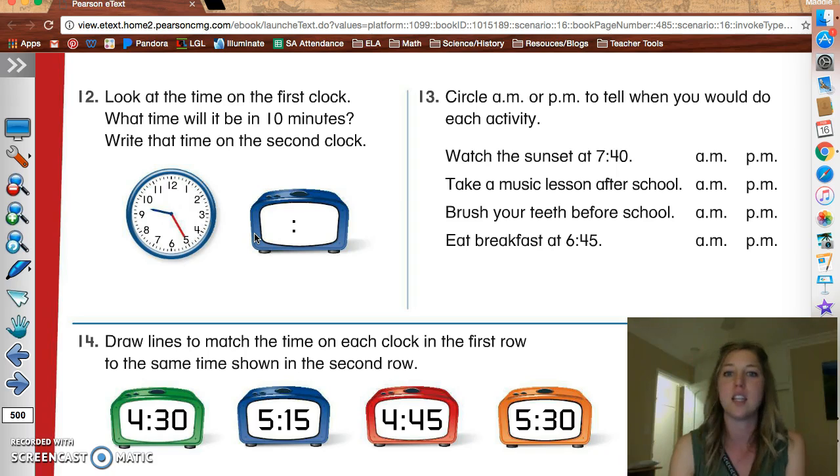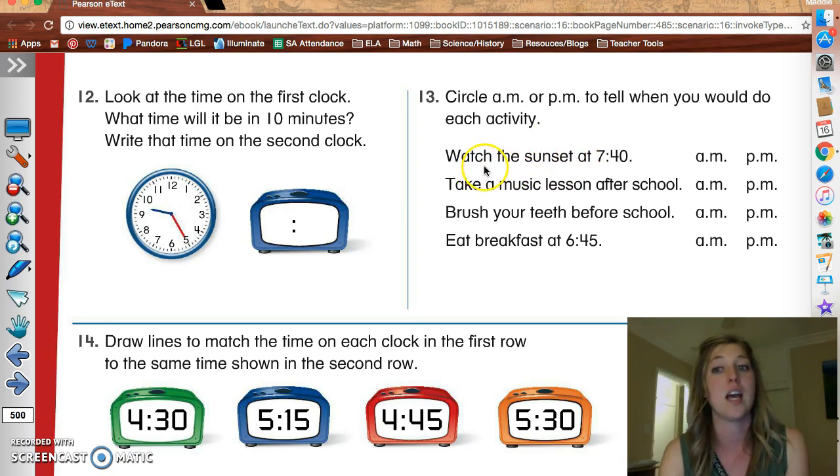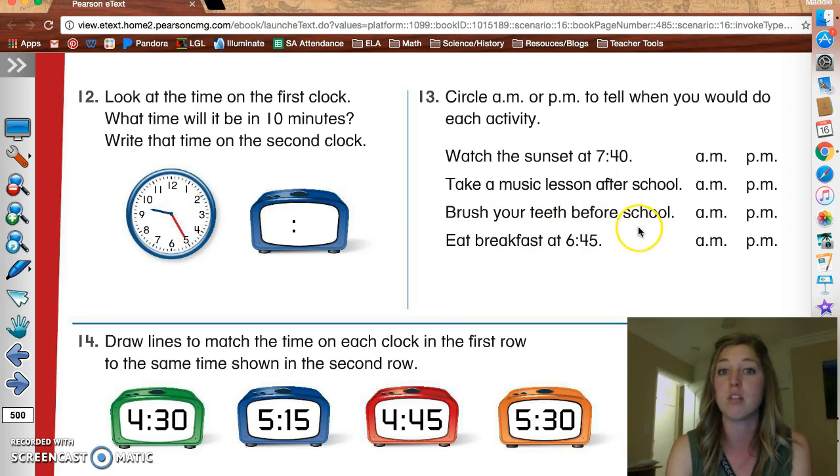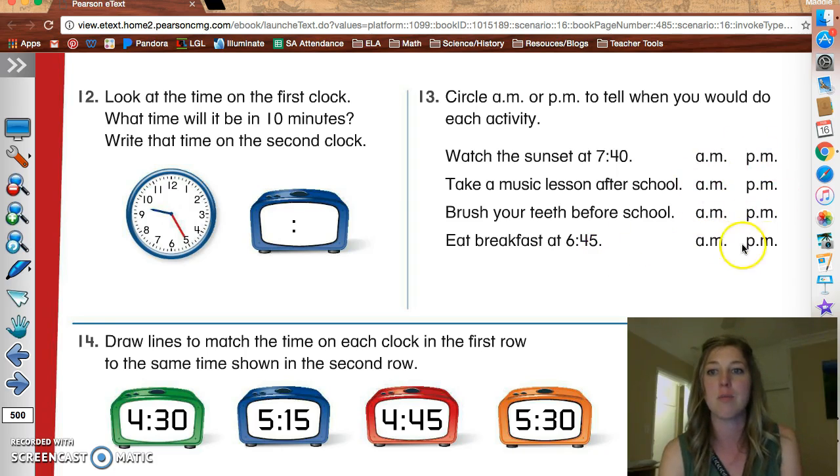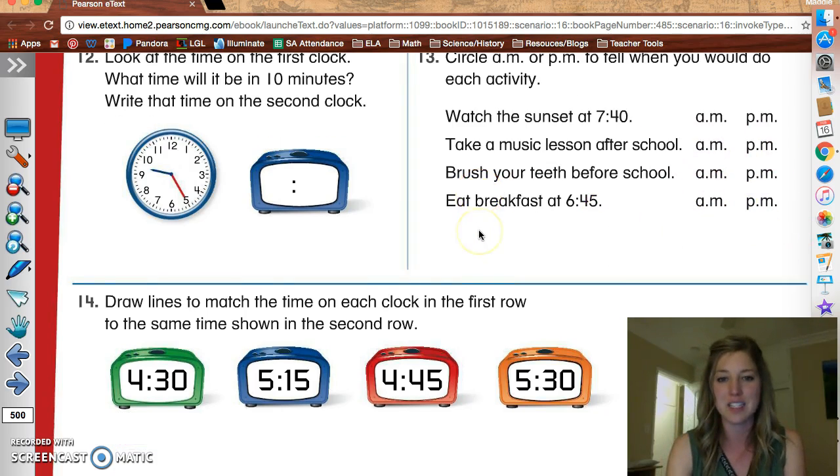Number 13. Circle AM or PM to tell when you would do each activity. So, what time would you watch the sunset at 7:40? Would you watch the sunset in the AM or the PM? How about take a music lesson after school? Or brush your teeth before school? Or eat breakfast at 6:45? Circle AM or PM for when you would do each of these activities.